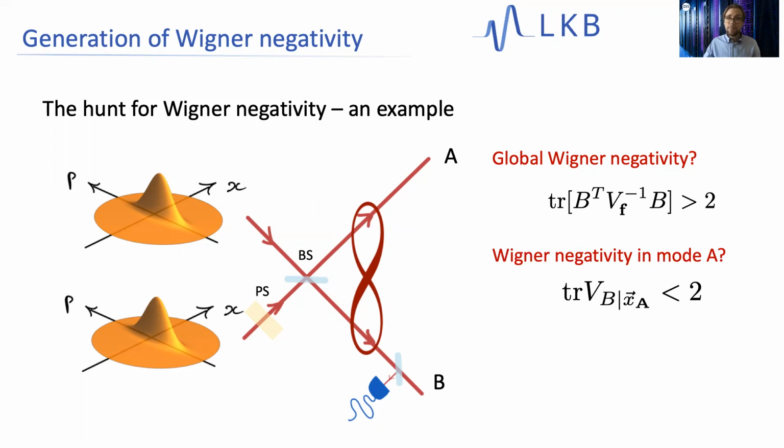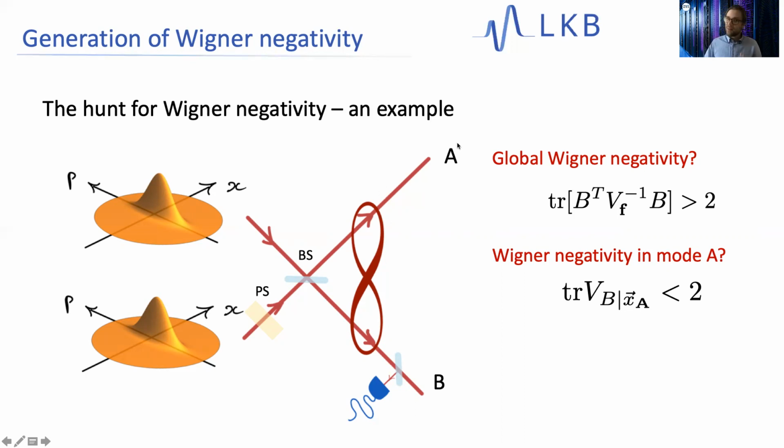At the same time, when I now take this global covariance matrix and calculate the Schur complement for this mode that describes how A is steering B, if the trace of the Schur complement is smaller than 2, this means that A can steer B. And in this case, when I do the photon subtraction here on mode B, I will get Wigner negativity in mode A.